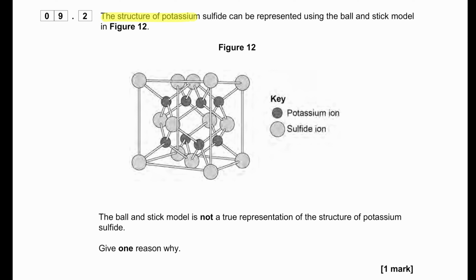The structure of potassium sulfide can be represented using the ball and stick model in figure 12. So we can see the potassium ions and sulfide ions. For each sulfur, we can see two potassium ions.